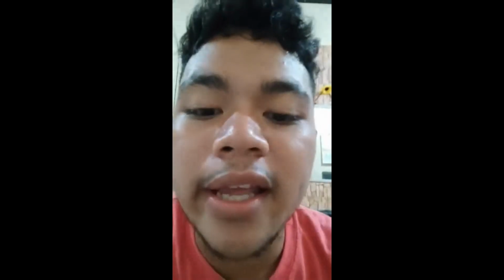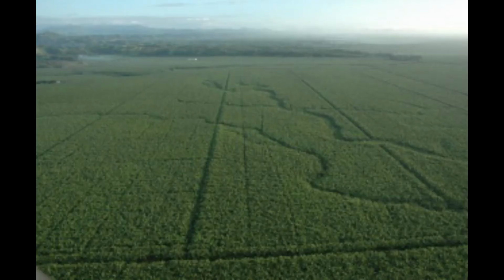And as you know, or some of you may not know, Panabo is the land of Tadeco. Tadeco is a very wide banana plantation here in Panabo, Davao del Norte.